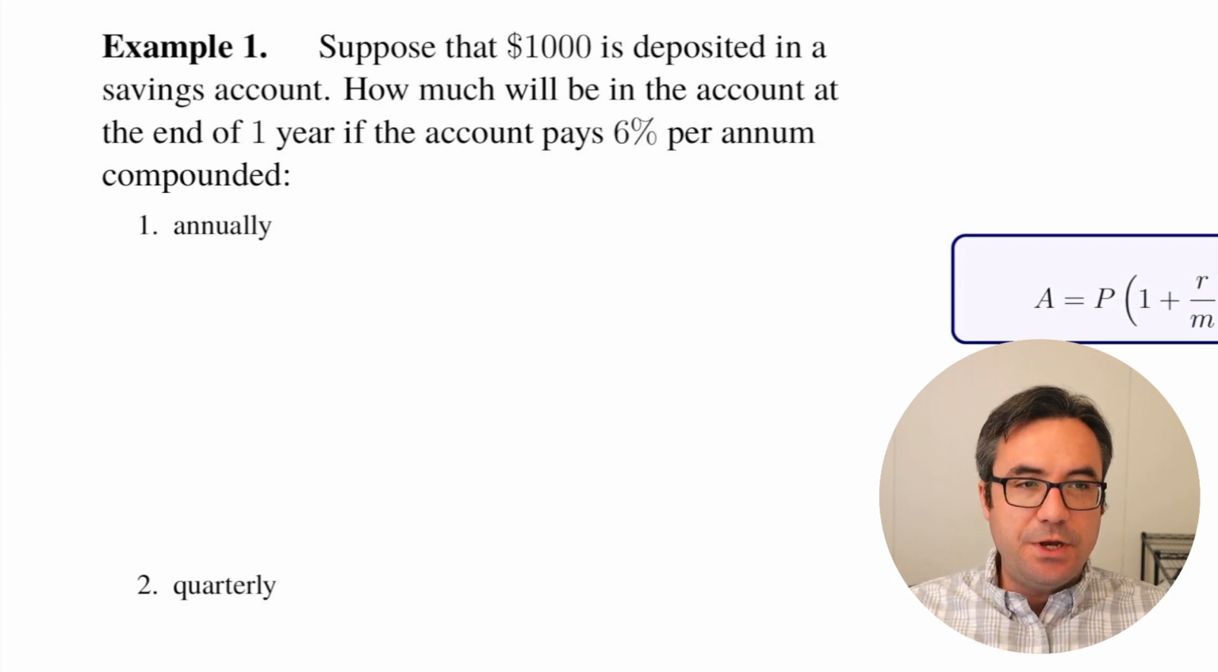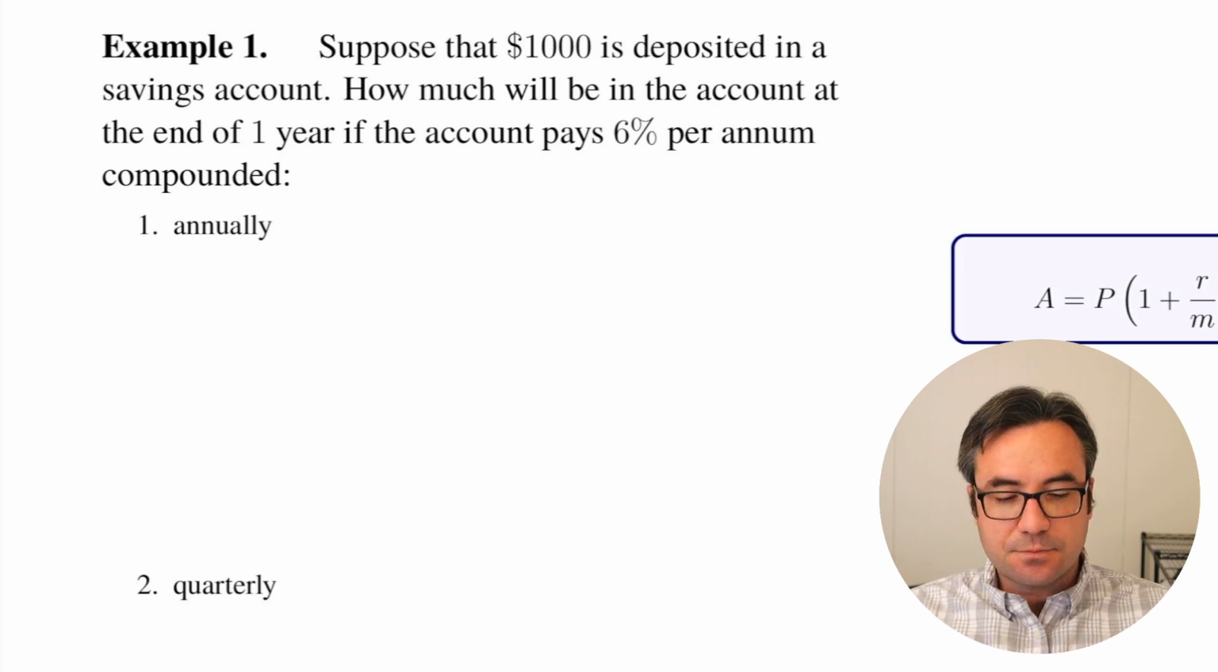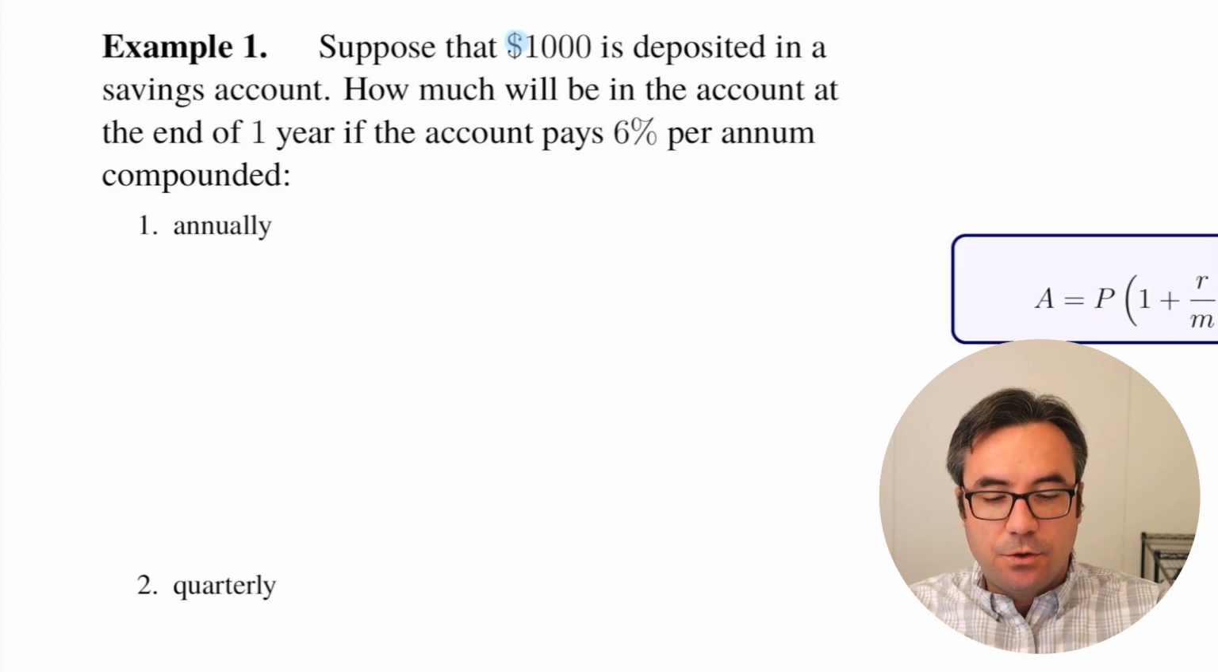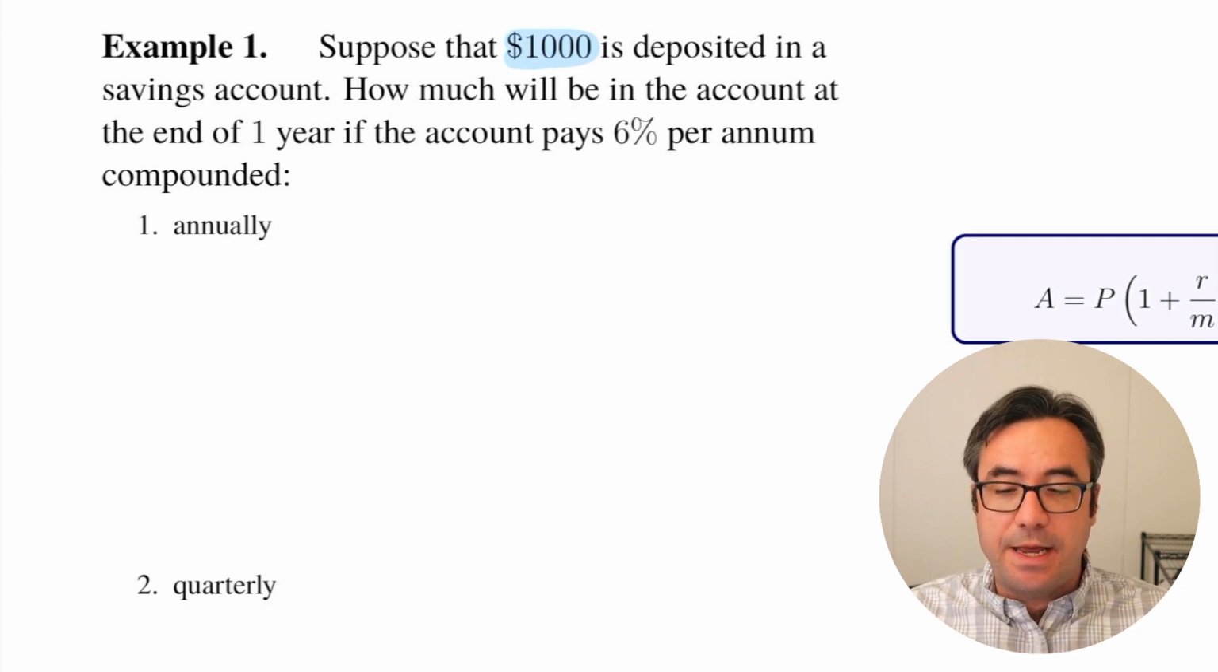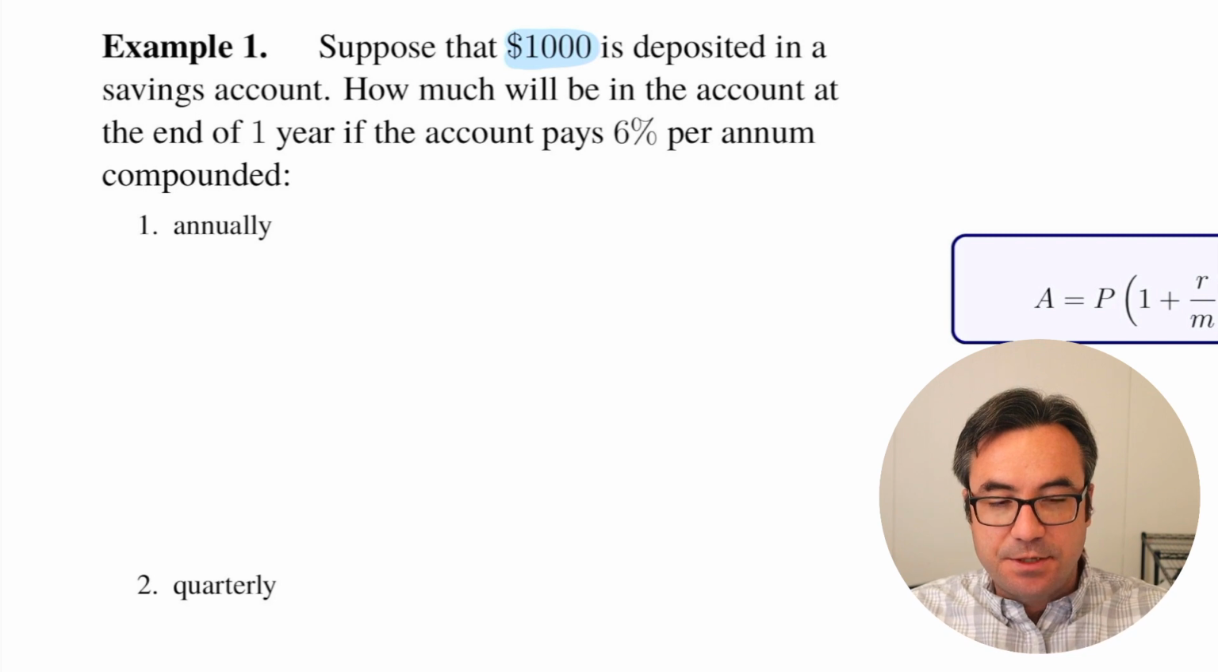All right, so when we do this, we want to just unravel what information that we have. So first, we're told that $1,000 is what we're starting with. That's what we're putting in. So that's telling us the principal is going to be $1,000.